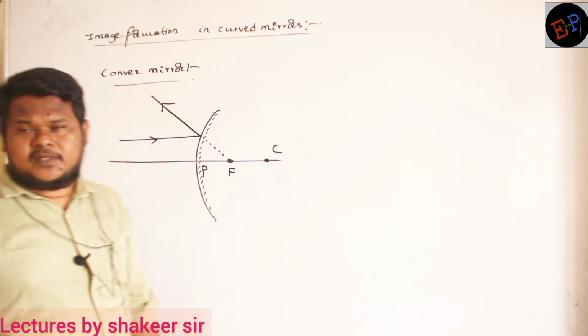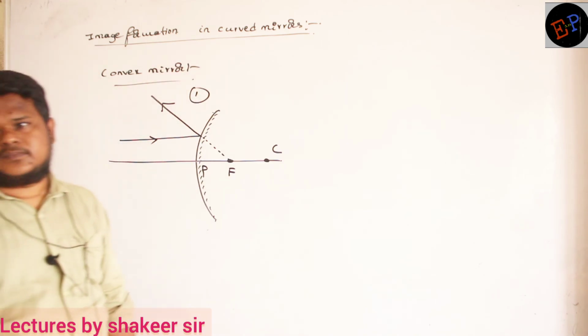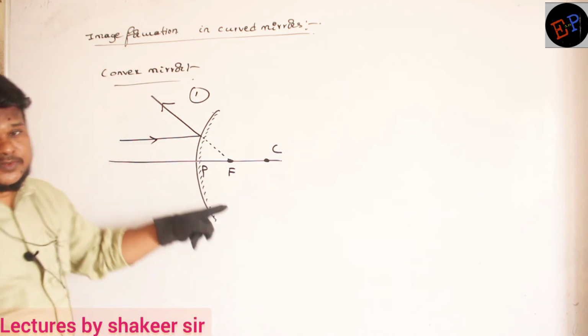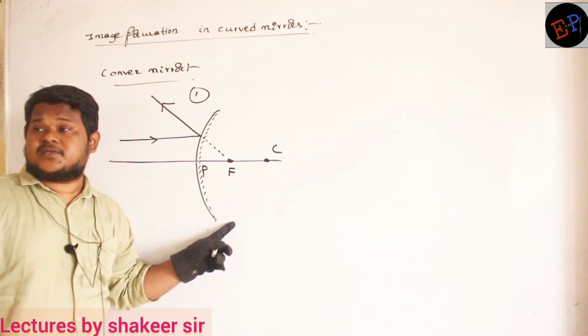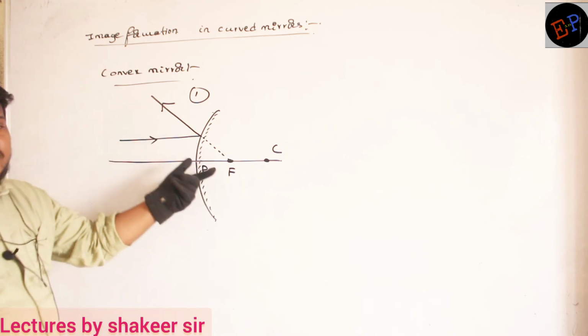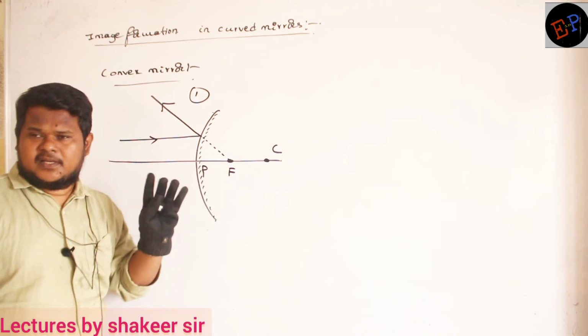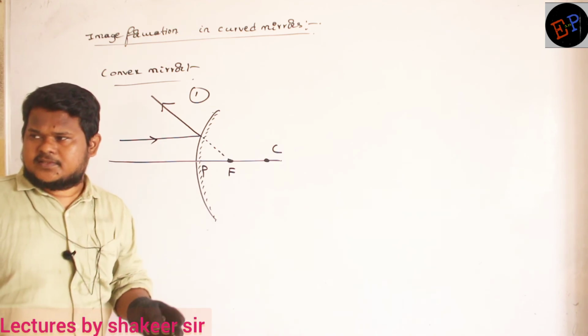Are you able to understand? So this is ray number 1 in the case of convex mirror. It also passes through the focus, but real rays don't pass. Virtual rays will pass. Okay? And here also angle of incidence is always equal to angle of reflection. That is always satisfied.